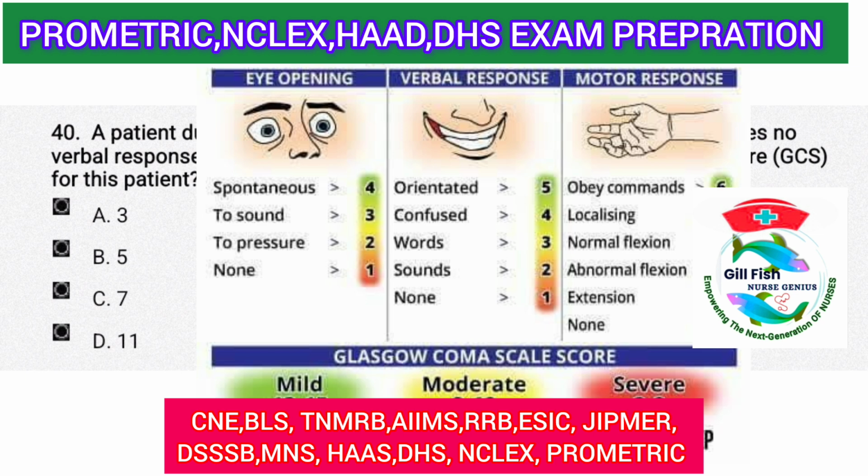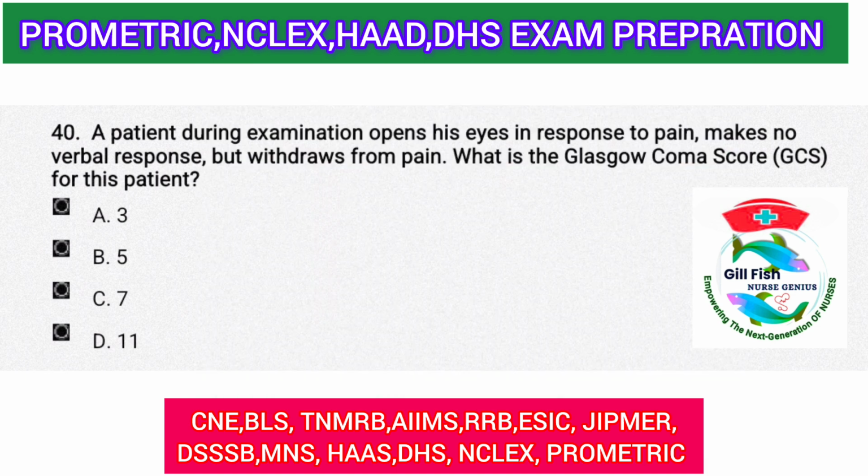Okay, the eyes are going to be opening with the help of the sound. So that is why eye opening is 3, and with the help of the verbal response, sound is going to be given. So the response is 2. So totally 3 plus 2 is 5. So that is why option B will be the correct answer.